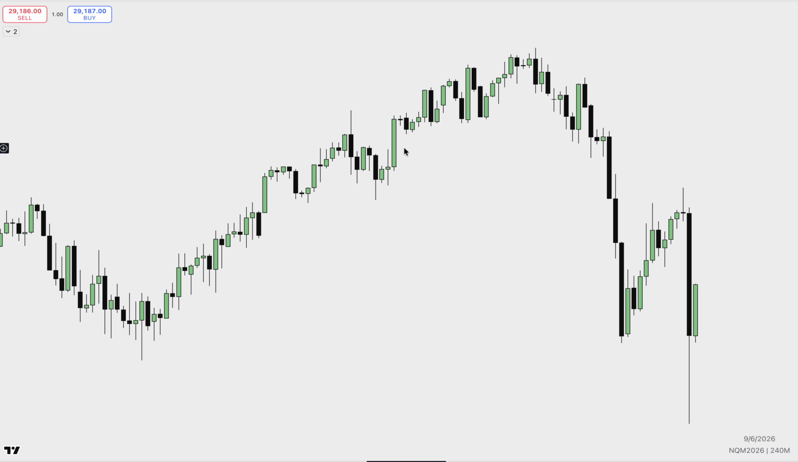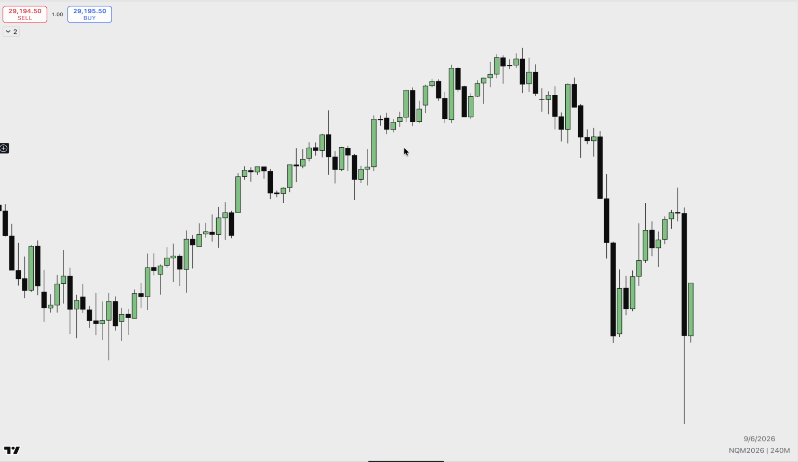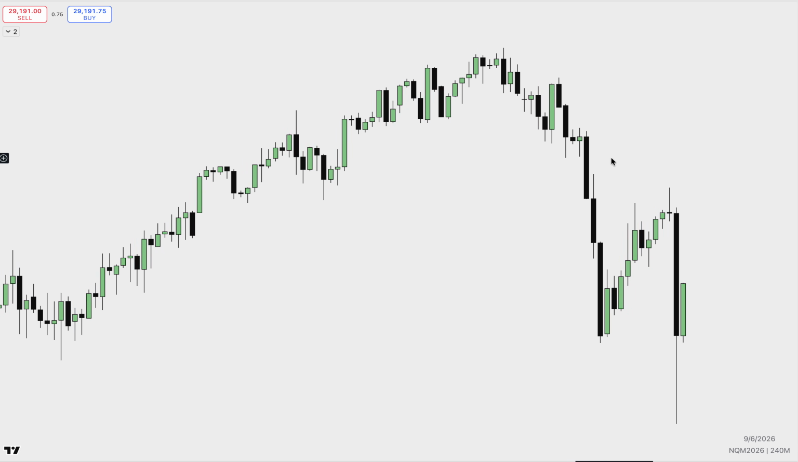Today, I'm going to be dropping higher time frame source on Nasdaq, how to predict higher time frame moves before they happen. I've never taught this publicly, but here we are. And we're going to be recapping today's price action. So this is Nasdaq on the 4-hour chart.